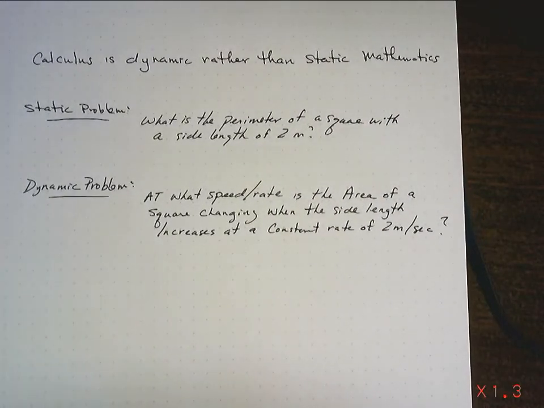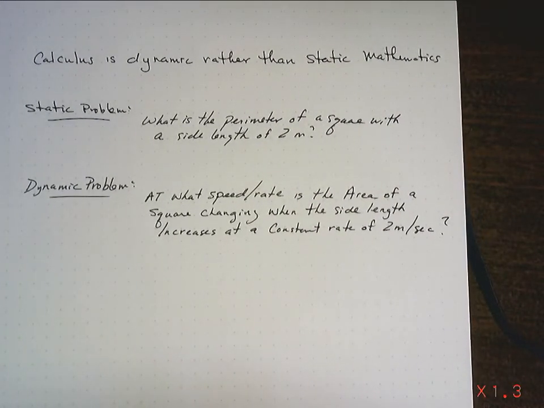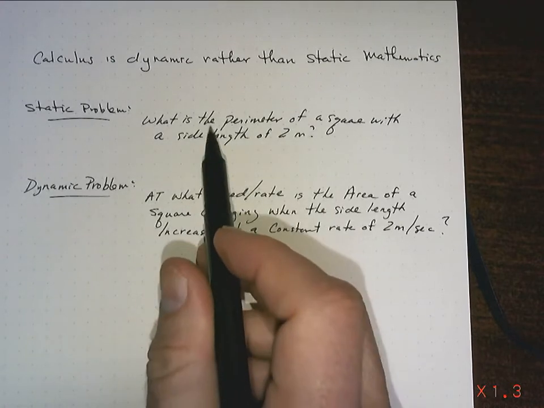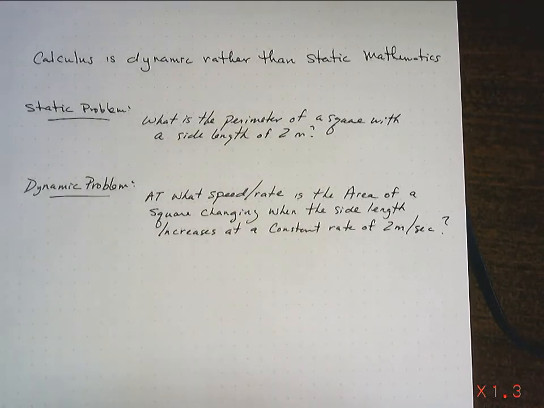Now look at those two questions. First of all, the first one's little. It's just a couple of lines. Next one's big. That's scary enough. But notice the first one, everything's just sitting there. The square's just sitting there waiting for you to do something to it. In this one, the square's moving. It's dynamic. The side lengths are changing. They're changing at 2 meters per second.